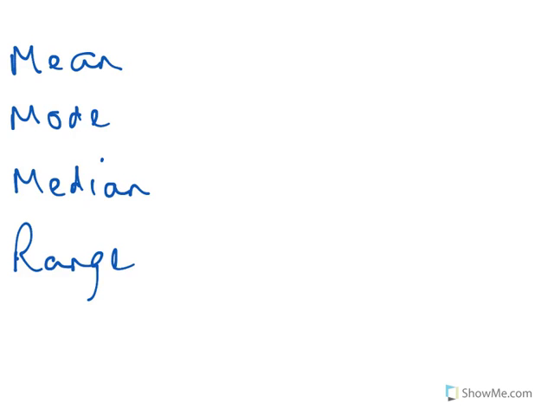Here is a lesson on averages. There's three main types of averages: mean, mode and median, and then range, which isn't actually an average itself, but it's often connected with these. So let's have a look at what each one means.